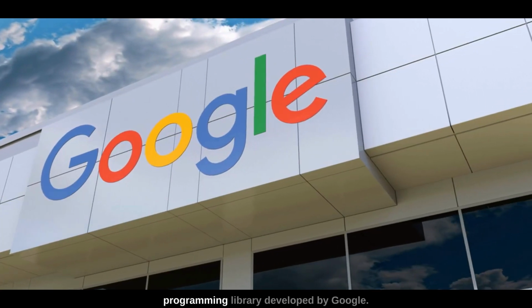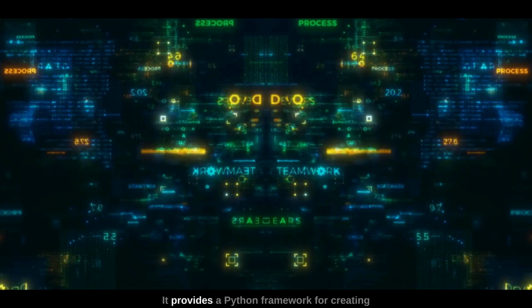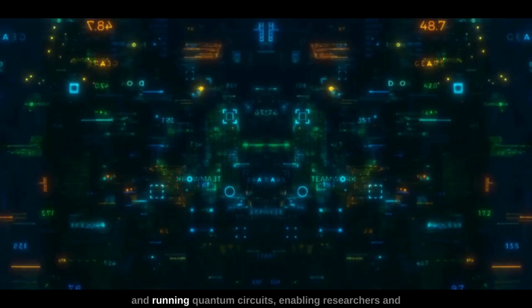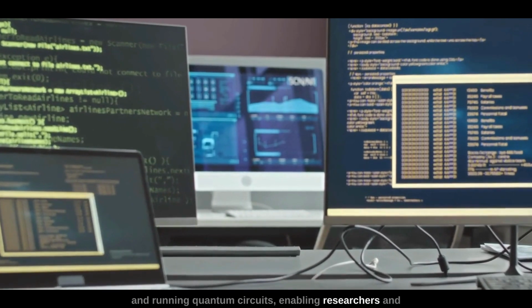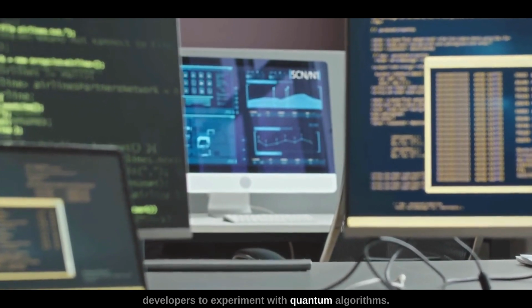Cirq is a quantum programming library developed by Google. It provides a Python framework for creating and running quantum circuits, enabling researchers and developers to experiment with quantum algorithms.